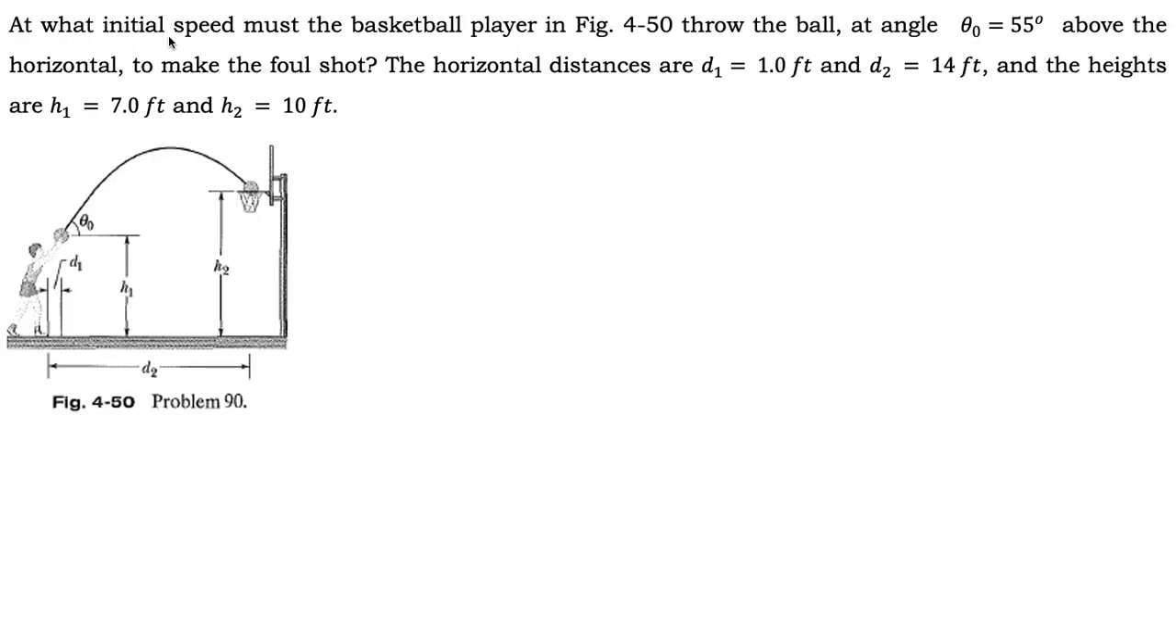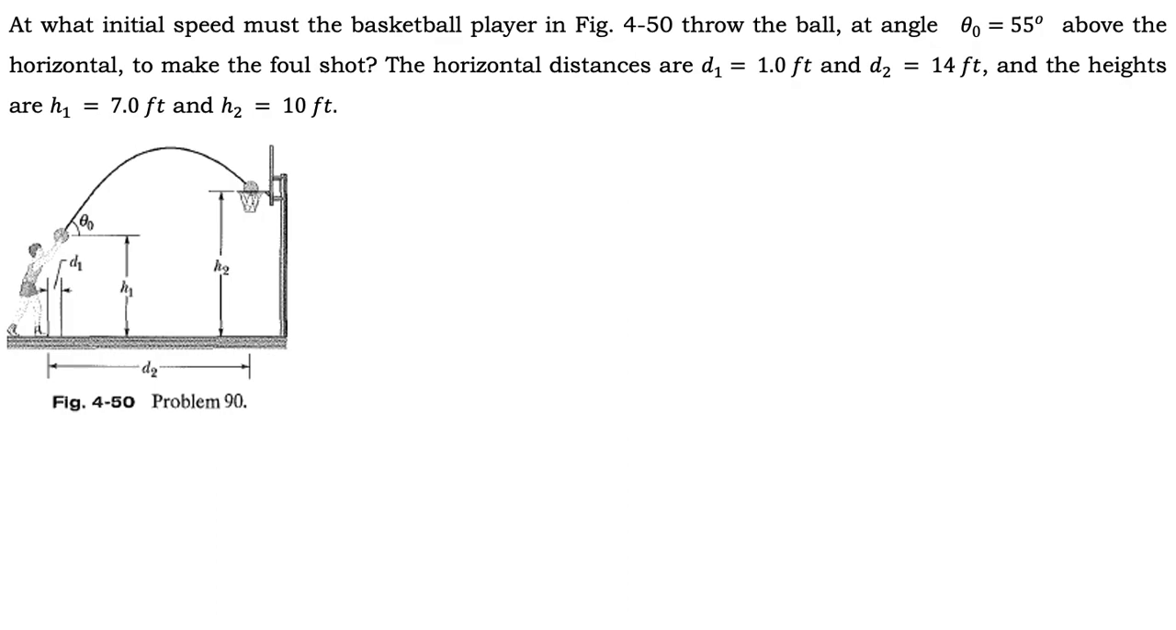At what initial speed must the basketball player in figure 4-50 throw the ball at angle theta null equals 55 degrees above the horizontal to make the foul shot? The horizontal distances are d1 equals 1.0 feet and d2 equals 14 feet, and the heights are h1 equals 7.0 feet and h2 equals 10 feet.